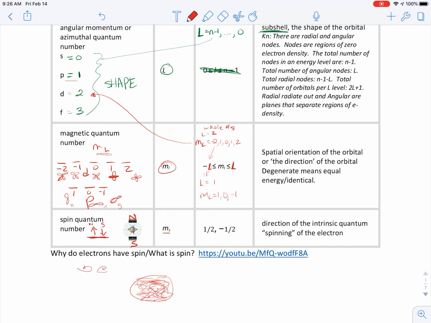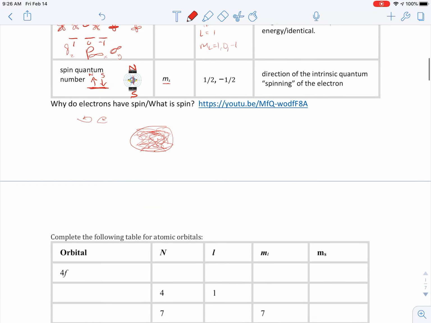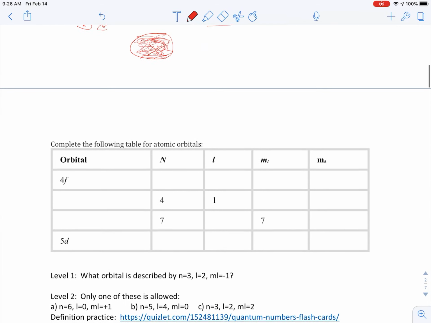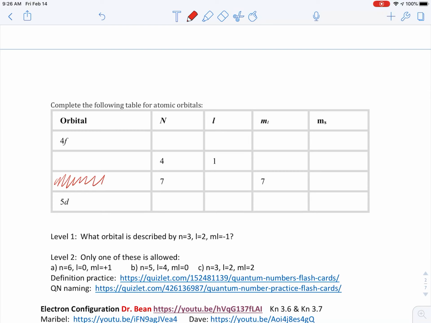But when you put something in orbital, it has to be paired like that. If you want to know more about spin, this is a great video. Okay, now I wanted everyone to get rid of this row. This is just a confusing row. It doesn't need to be in there.